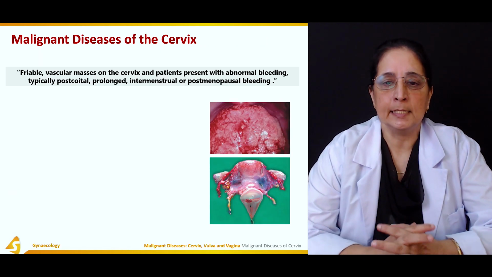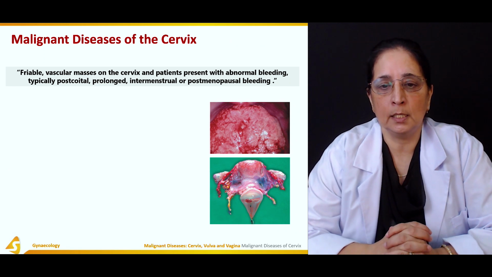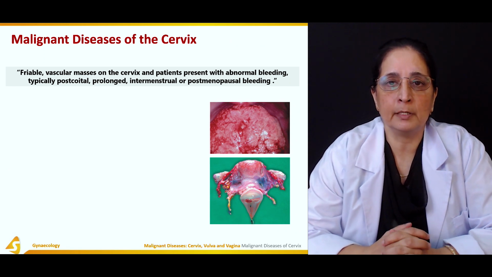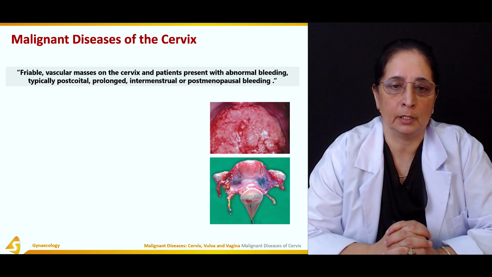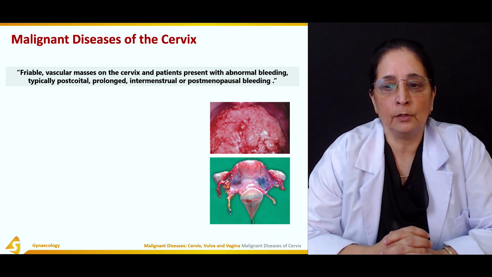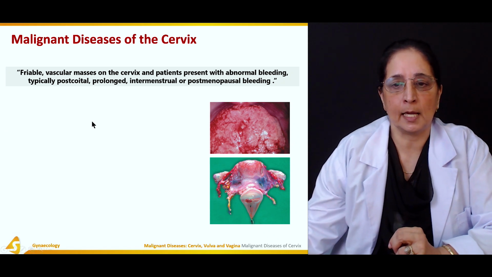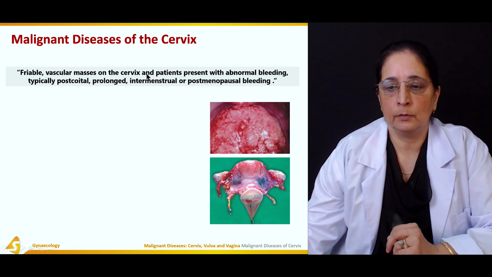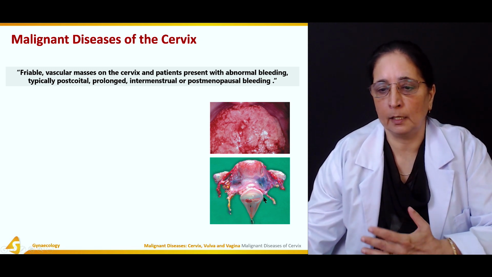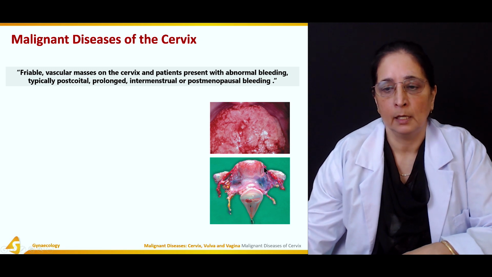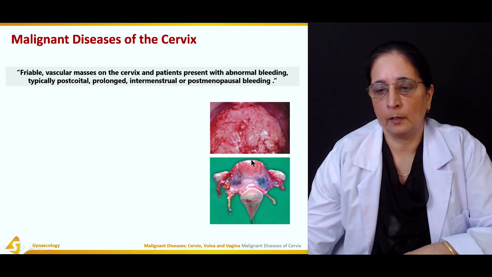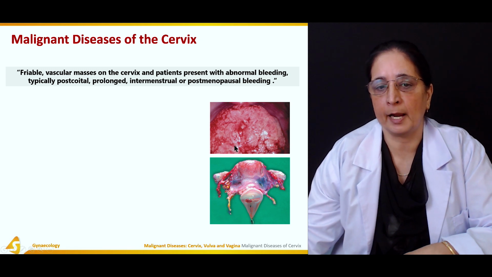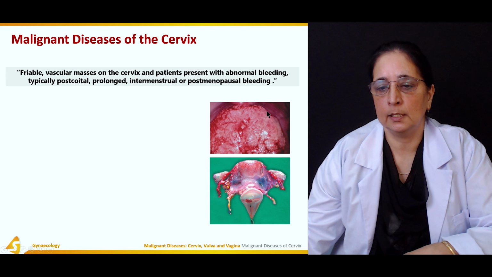First, the malignant disease of the cervix. What is the malignant disease of the cervix and how does it present in the patient? Usually, the malignancy of the cervix presents as a friable vascular mass on the cervix. So, if you see, this is the specimen removed of the cervical carcinoma. Here you see it's a very, very vascular, friable mass in this picture.